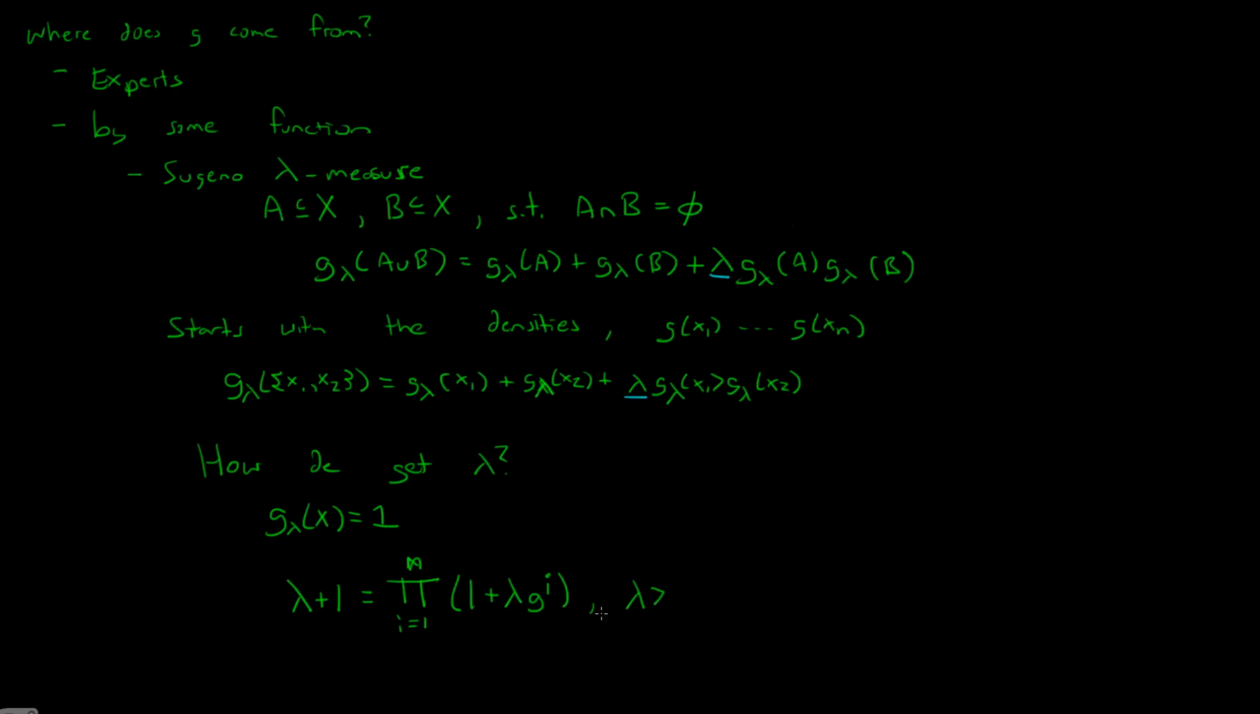Obviously this equation is going to have multiple roots, and so you select the root that is lambda greater than or equal to -1. So what is g_i here? So g_i is notation for the densities. In this case it would be notation for the measure of the singleton x_i. Okay, let's see an example of that.